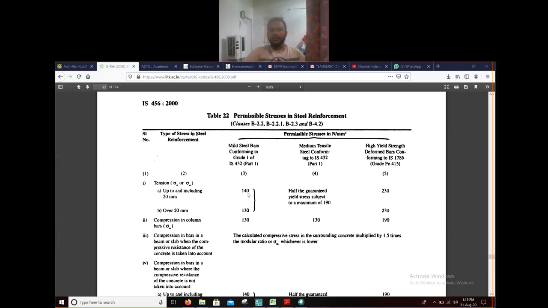Then if you are using high yield strength bars, that means Fe HYSD bars, it might be 415, it might be 500, then in that case the value will be 230. You can see from this table, the sigma st value will be 230 in that case.